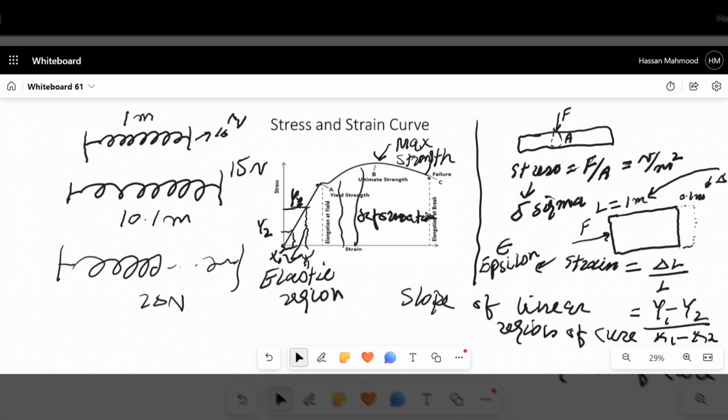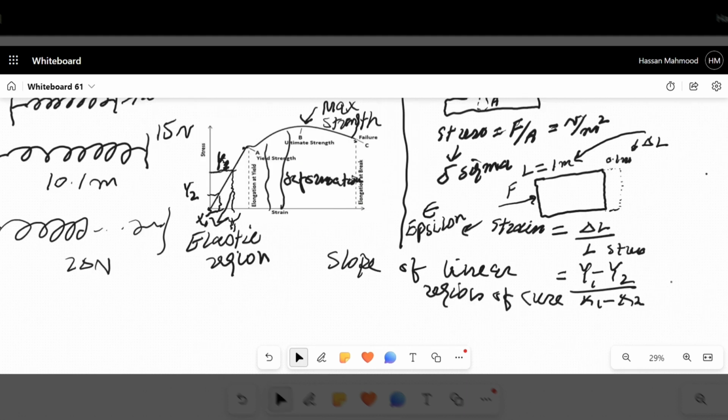y1 minus y2 is showing the stress values and x1 minus x2 showing the strain values between two points. So that gives you a value of Young modulus when you have a linear behavior between stress and strain.